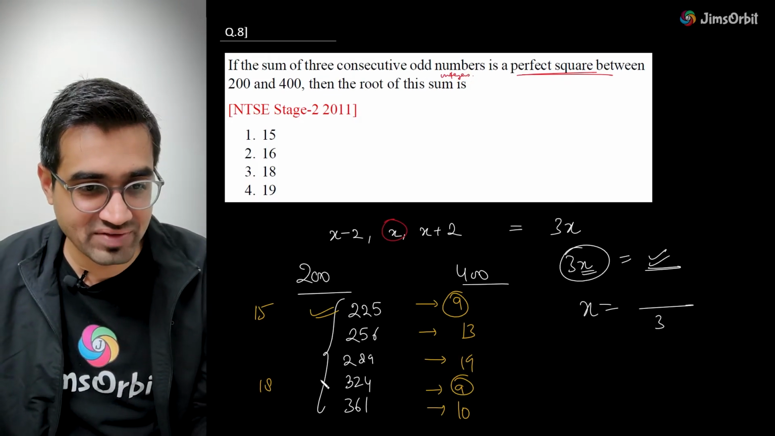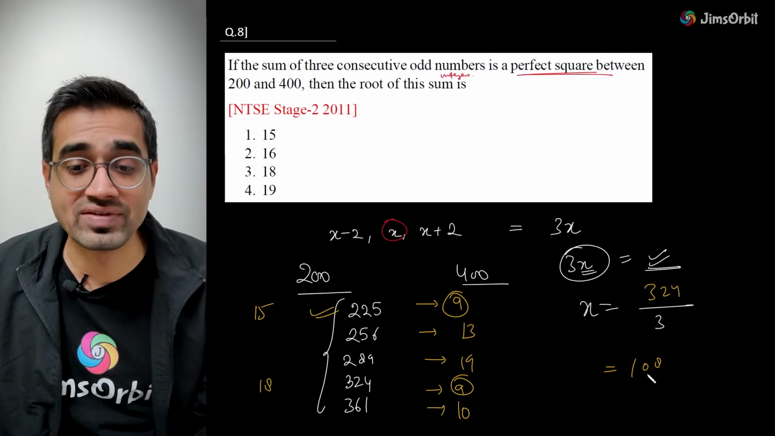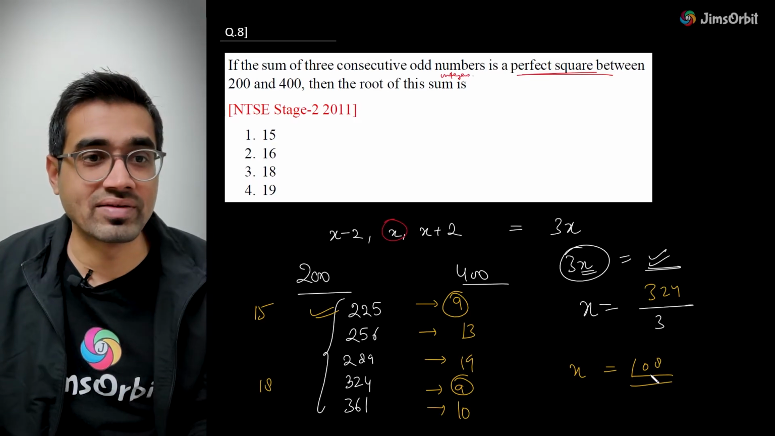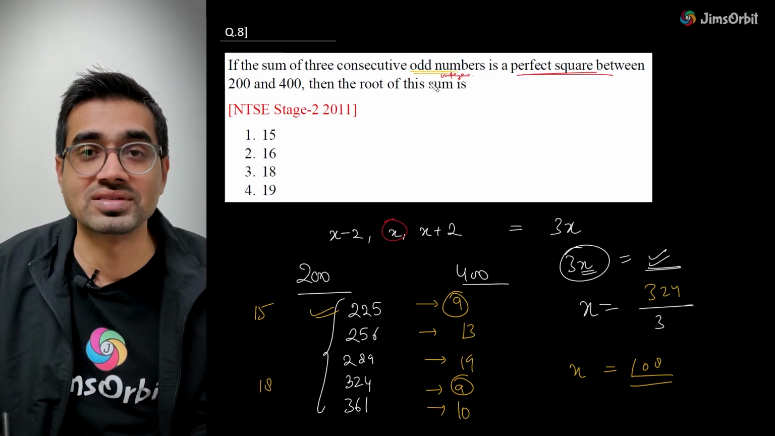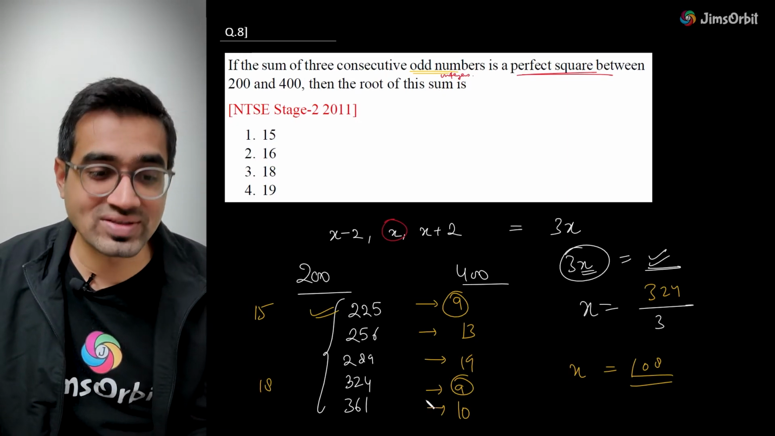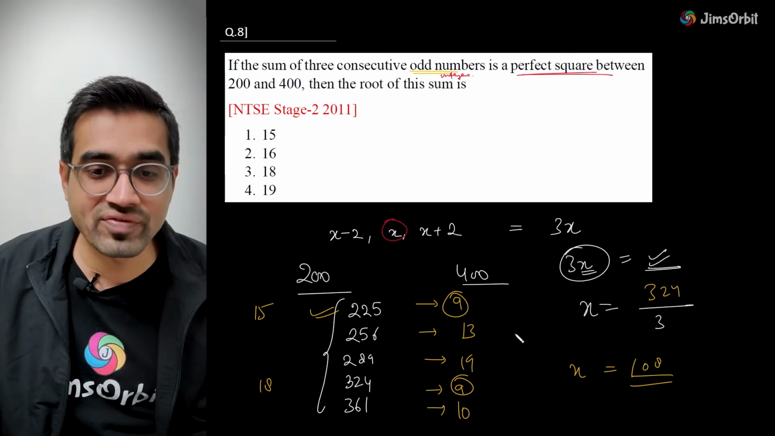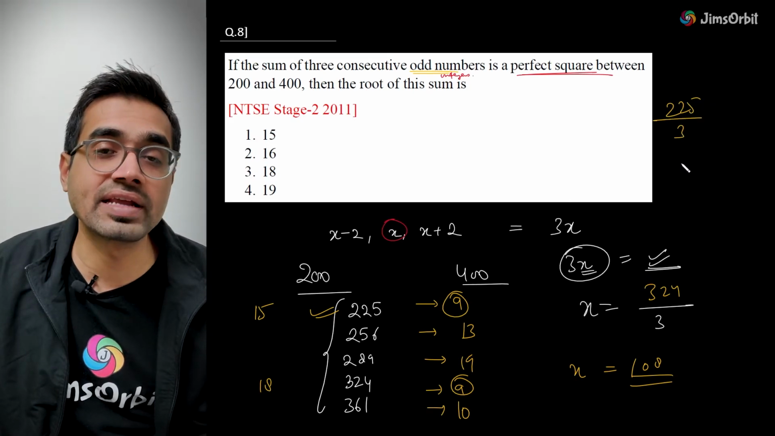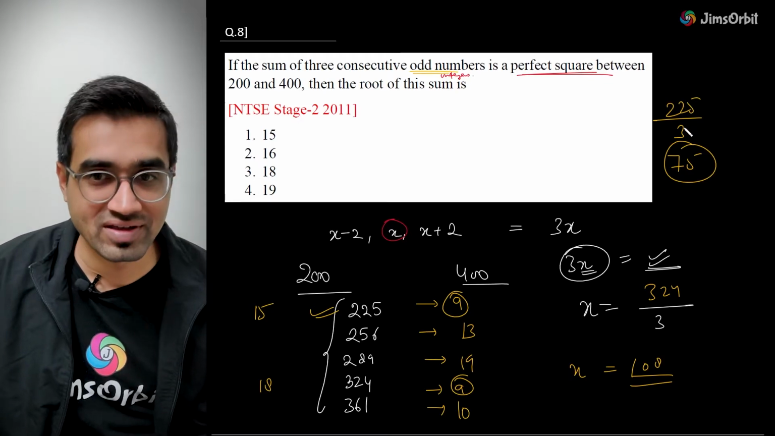Now you see what happens if you take 324 and divide it by 3, you get 108, which is not an odd number. So x is even, whereas it was said it is the sum of 3 consecutive odd numbers. So that is why I cannot take 18, because 324 divided by 3 gives me an even number. 225 divided by 3 gives 75, which is an odd number, and hence it works out.